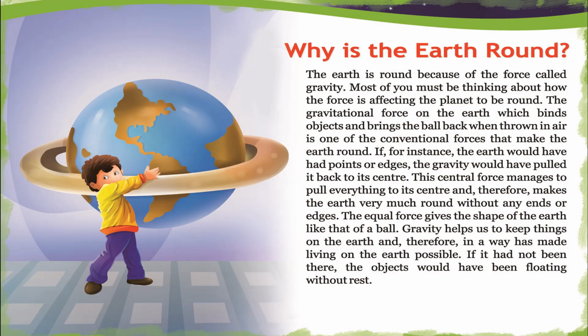If, for instance, the earth had points or edges, the gravity would have pulled it back to its center. This central force manages to pull everything to its center and therefore makes the earth very much round, without any ends or edges. The equal force gives the shape of the earth like that of a ball. Gravity helps us to keep things on the earth and therefore in a way has made living on the earth possible. If it had not been there, the objects would have been floating without rest.